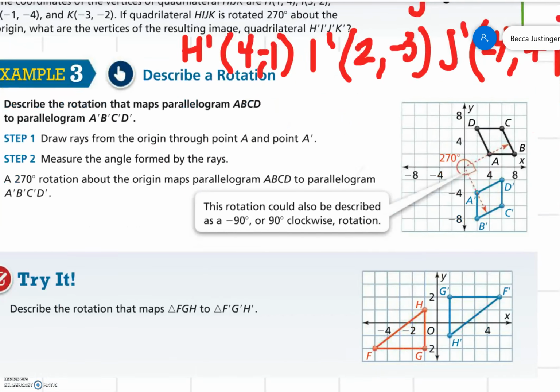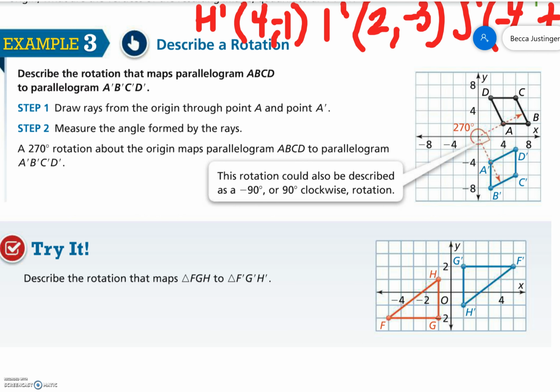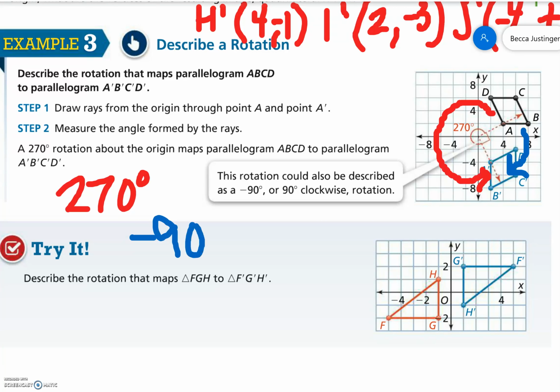Okay. Describe a rotation that maps parallelogram ABCD to parallelogram A prime, B prime, C prime, D prime. Well, we start with the black one, and remember we always go counterclockwise, and it's rotated 1/4, 2/4, 3/4. If it's 3/4, that would be a 270-degree rotation. Well, if we wanted to go the other way, clockwise, that means we'd have to do 1/4, change one quadrant, that's a -90 degrees.